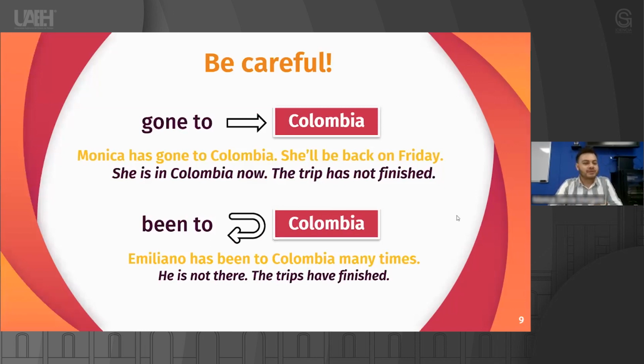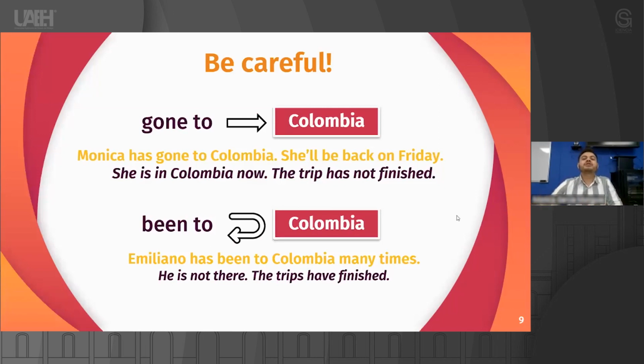Help me read the following examples and help me find out what the differences are. Monica has gone to Colombia. She'll be back on Friday. Emiliano has been to Colombia many times. The only thing that is different in this case is the word been and gone. But when do we use each of them?